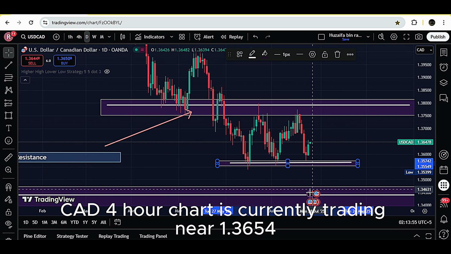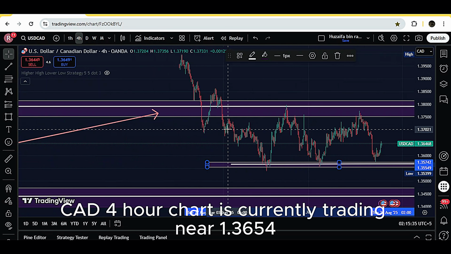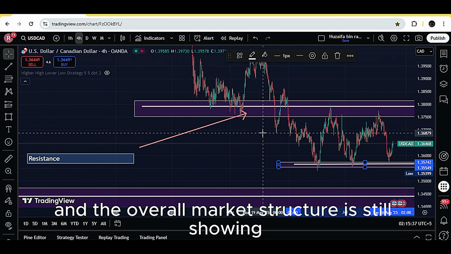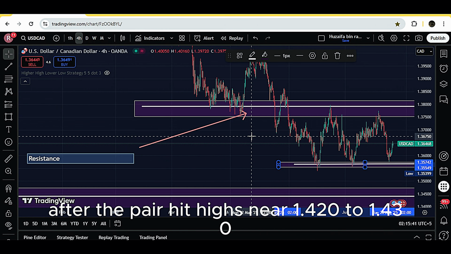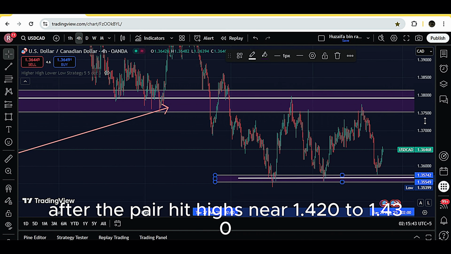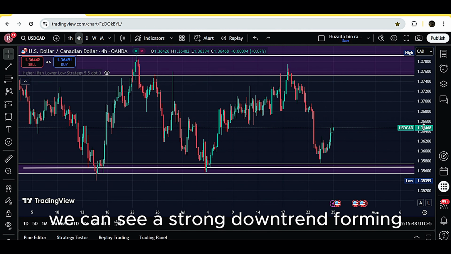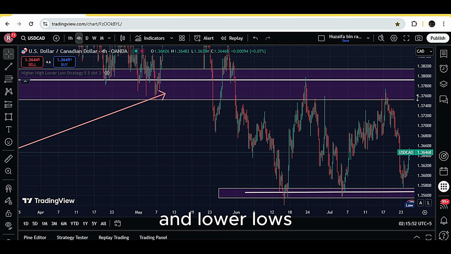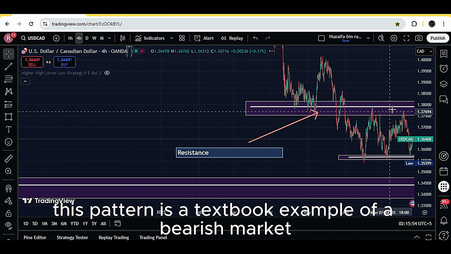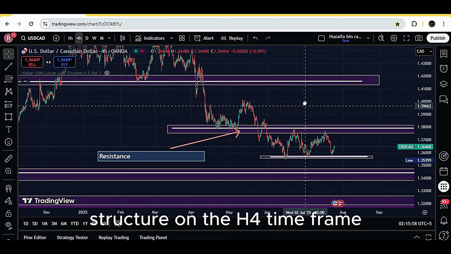The USD CAD 4-hour chart is currently trading near 1.3654, and the overall market structure is still showing signs of bearish momentum. After the pair hit highs near 1.420 to 1.430, we can see a strong downtrend forming, characterized by a series of lower highs and lower lows. This pattern is a textbook example of a bearish market structure on the H4 timeframe.